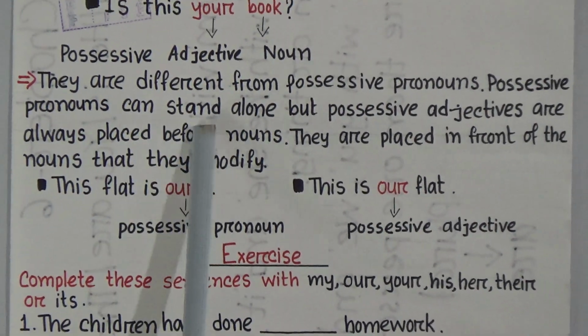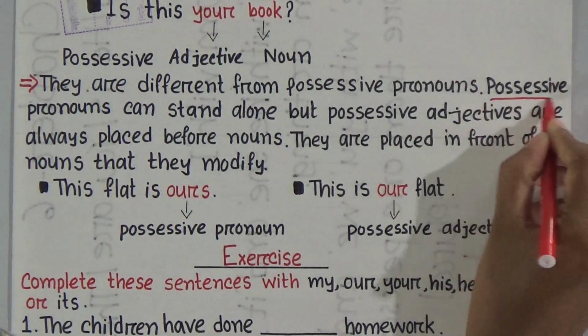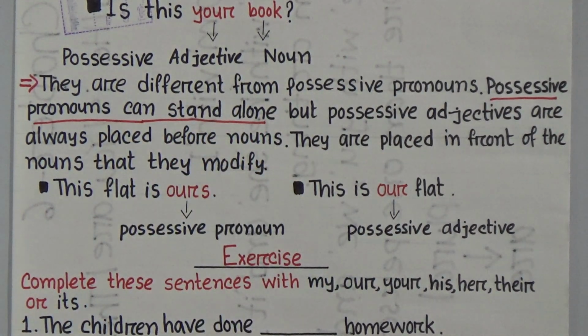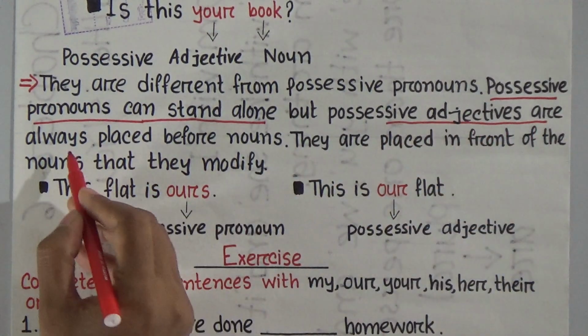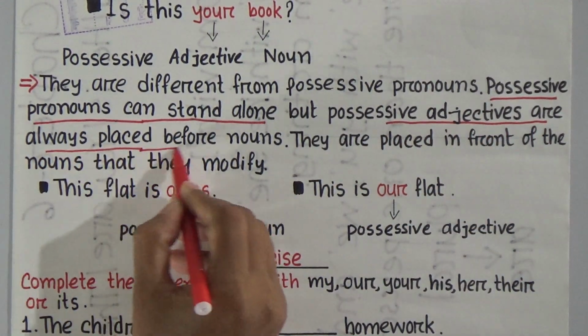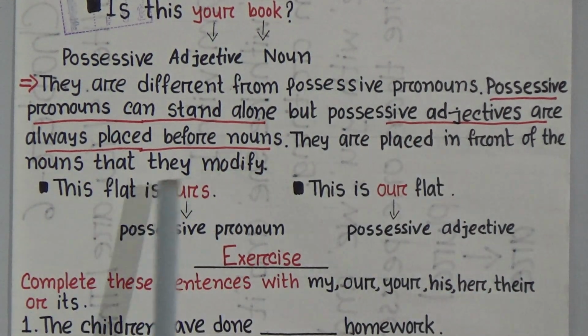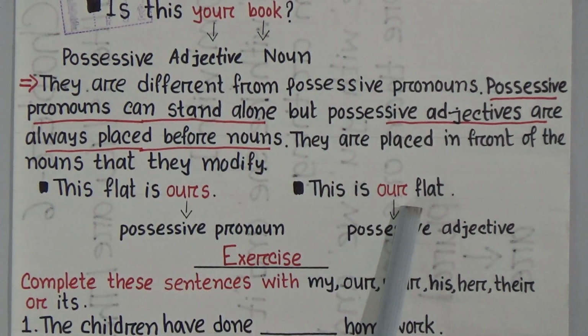Possessive pronouns can stand alone. I am marking here, possessive pronouns can stand alone. But possessive adjectives are always placed before nouns. Again, I am marking here, possessive adjectives are always placed before nouns. They are placed in front of the nouns that they modify. If you see these examples, your concept will be clear.